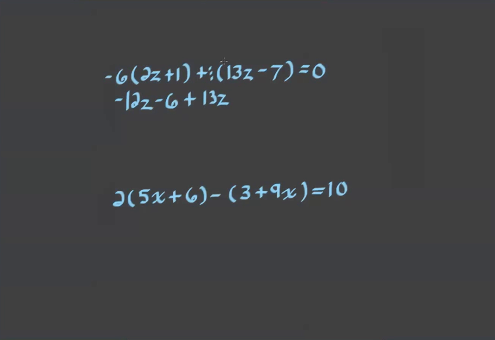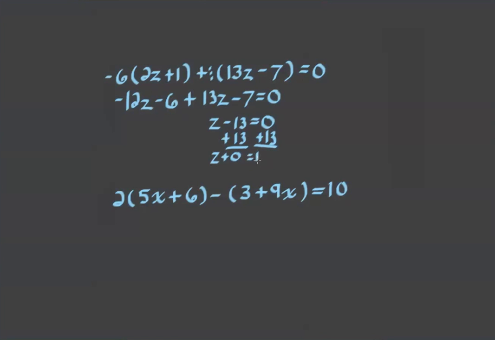Now we can combine our z terms and constants together. Positive 13z and -12z gives us z. -6 and -7 gives us -13, which equals 0. Now we can move over our -13 by adding positive 13 to both sides. Giving us z plus 0. If you add 13 to 0, it gives you 13. And there's our solution. Z is 13.